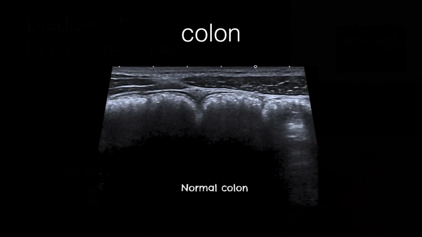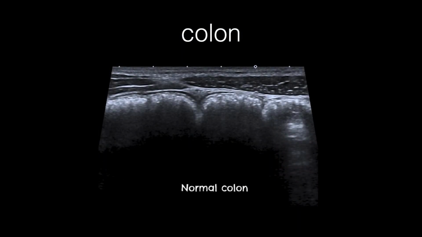Now, the other thing to be aware of is just the normal colon and other bowel. When you're looking in the abdomen, it can often look like this. Many times it's not so clear, it's just sound that's scattered from the gas within the colon or the small bowel.